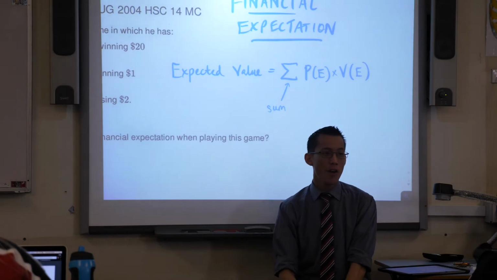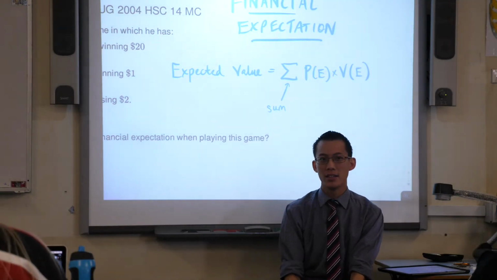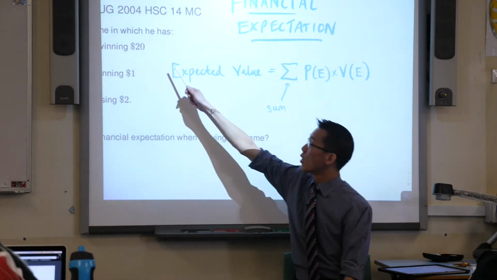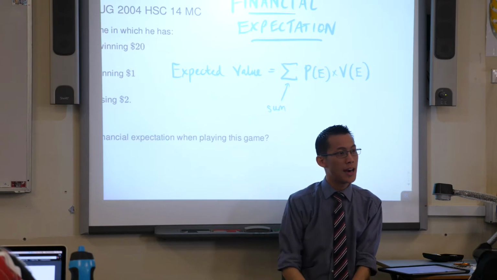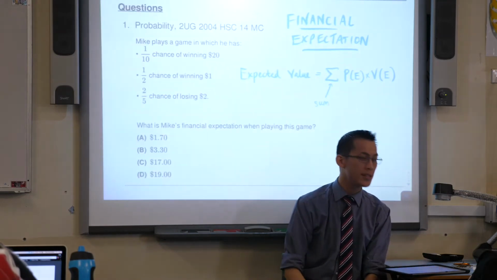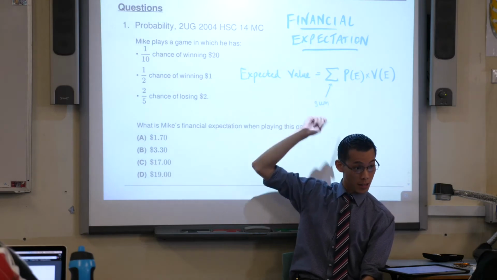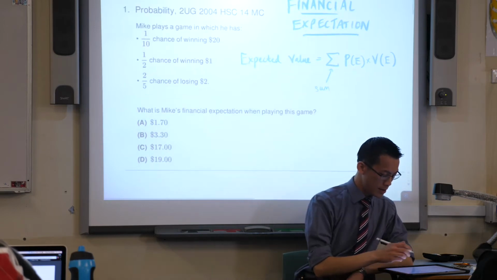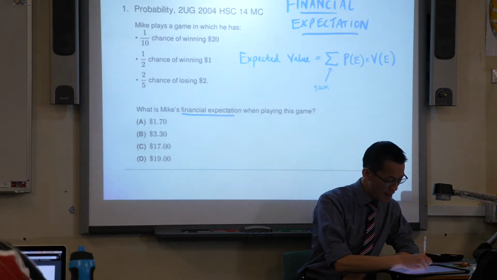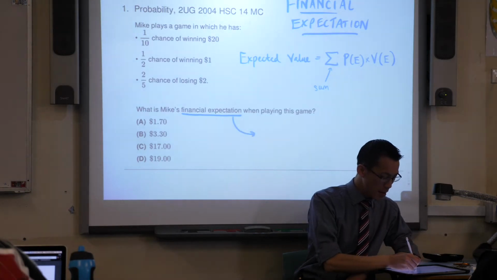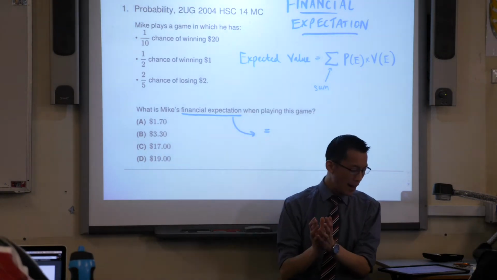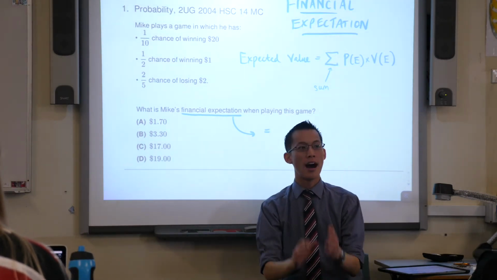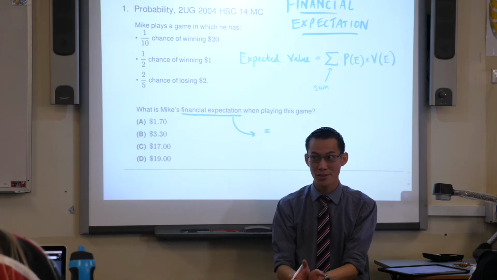Now, financial expectation, all that means is, often the event that we're talking about is a financial event. You're going to win some money or you're going to lose some money or something like that. And you can see this question is exactly set up to help us evaluate this thing over here. So you're going to need your calculator in a second, but what we're going to put into that is, for here, Mike's financial expectation. It's going to be equal to, and I'm going to add up probability times value until I've done all of the possible events, until I've covered the entire sample space.